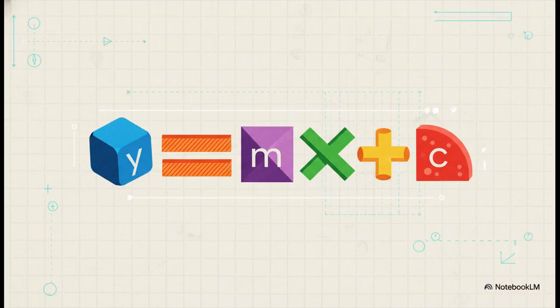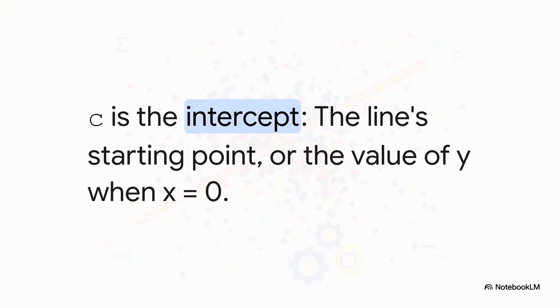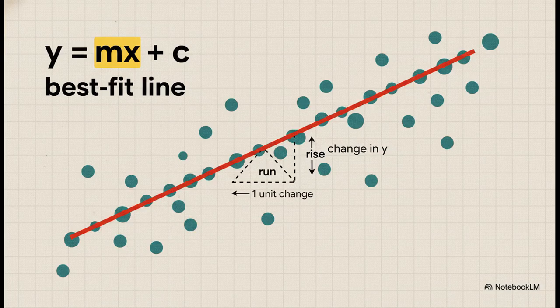And there it is, the famous equation for a line, y equals mx plus c. You can think of this as the blueprint or the recipe that tells the computer exactly how to draw that best fit line. Let's break this down. First up, that's c. It's called the intercept. All this means is, where does our line start on the vertical axis? In our salary example, this would be the predicted salary for someone with 0 years of experience. It's our starting point. Then we have m, and that's the slope.